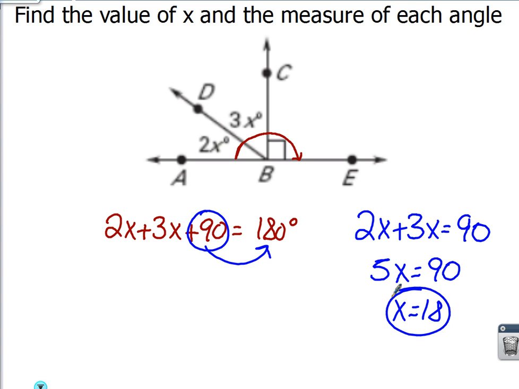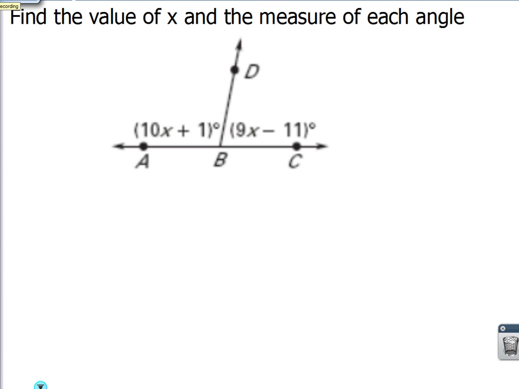Good. And we check that. We check that by plugging it in. 2 times x is no longer 2x, but now 2 times 18, which is 36. 3 times x is now 3 times 18, which is 54. And you can check that 36 and 54 does add up to 90.